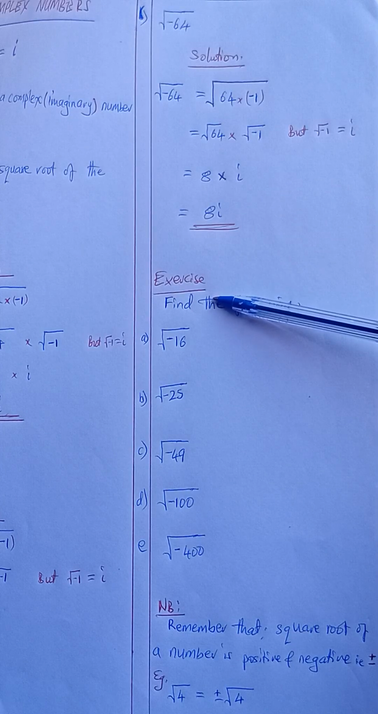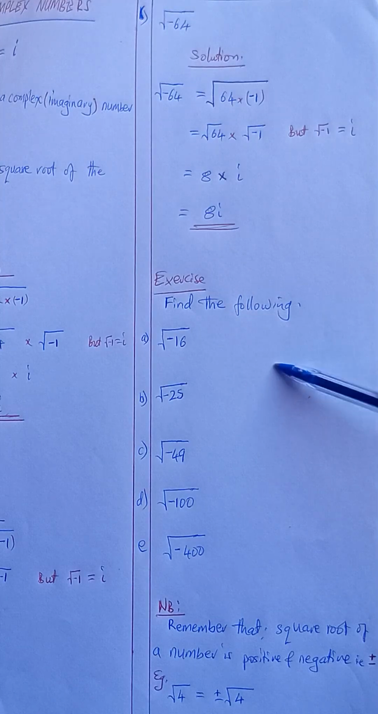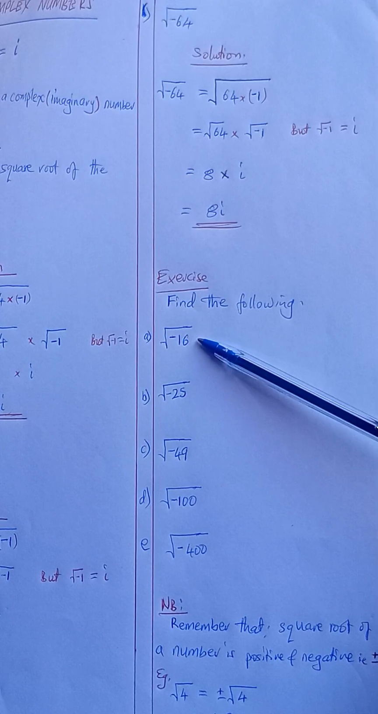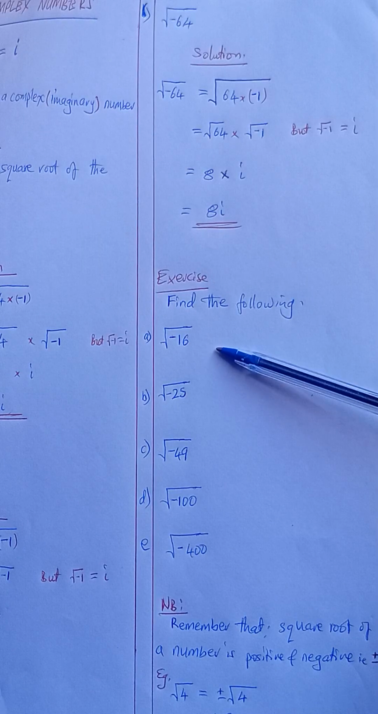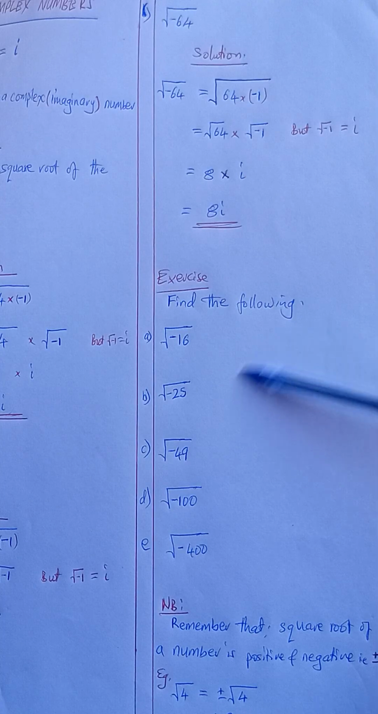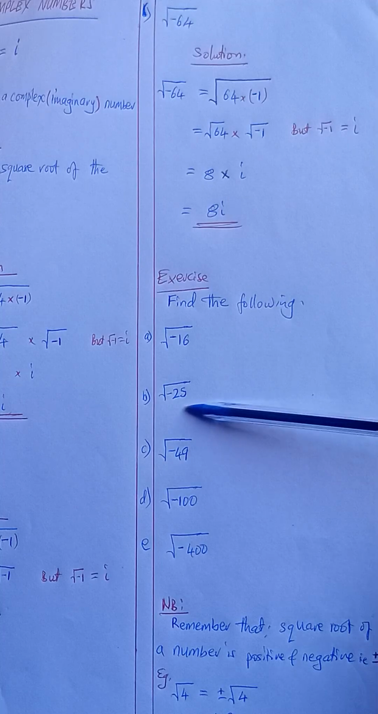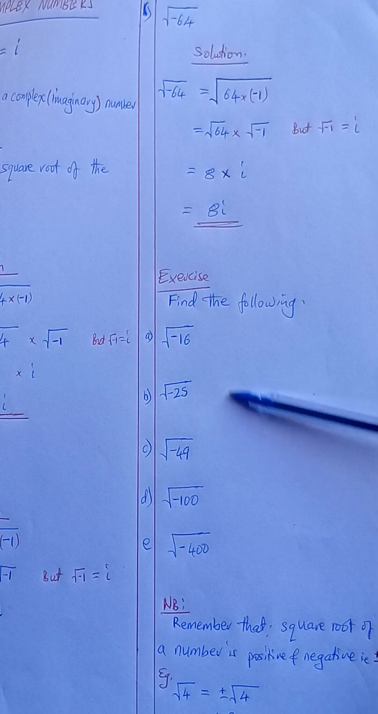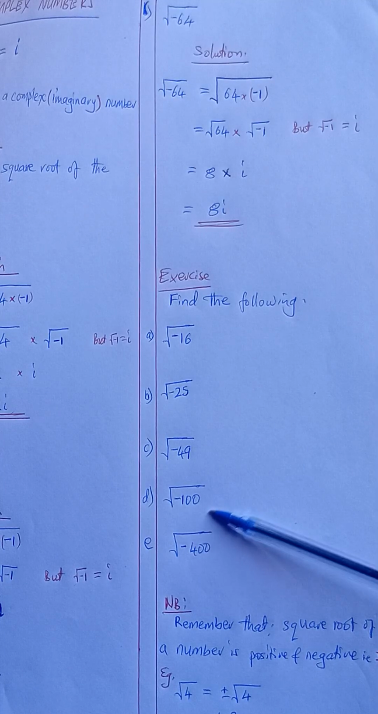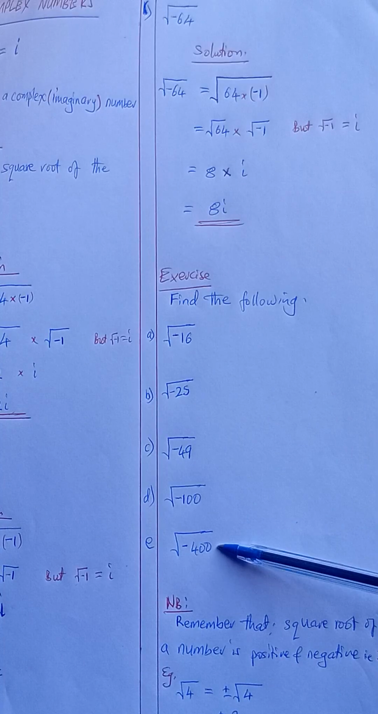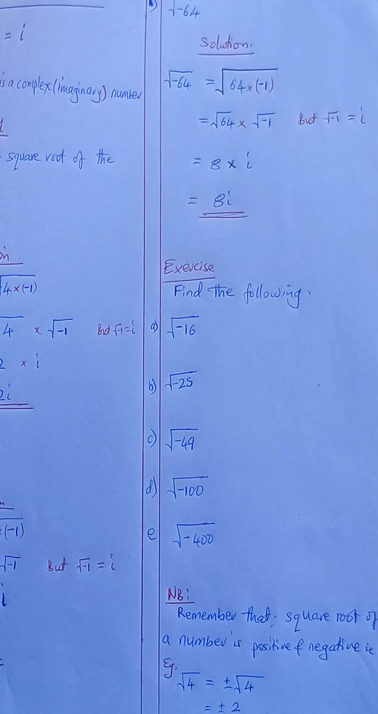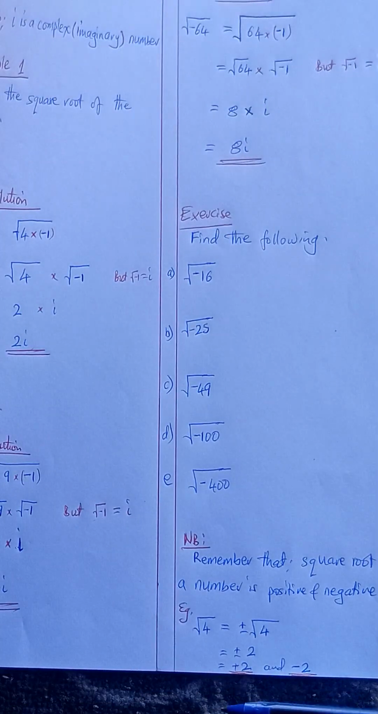So we have here some exercise that you should also try. The exercise is saying find the following. So you find the square root of negative 16. In this one, you just put the square root of 16 times negative 1 and you follow the way I've been doing. You can try also this one, the square root of negative 25, also find the square root of negative 49, also find the square root of negative 100, also find the square root of negative 400, and very many complex ones. So that is how it is supposed to be.